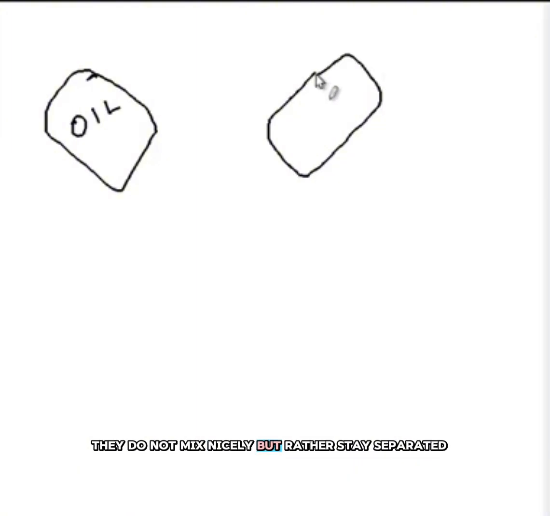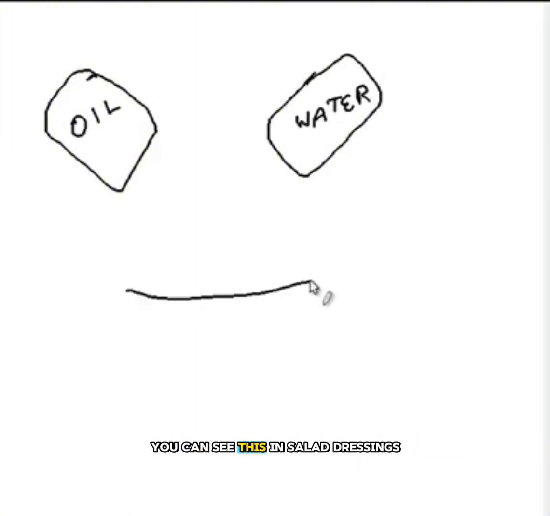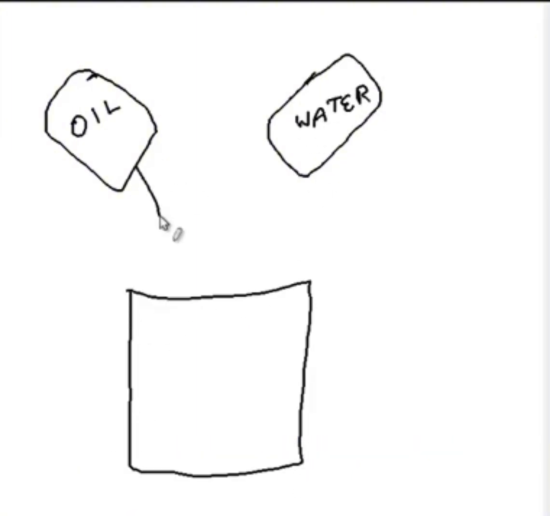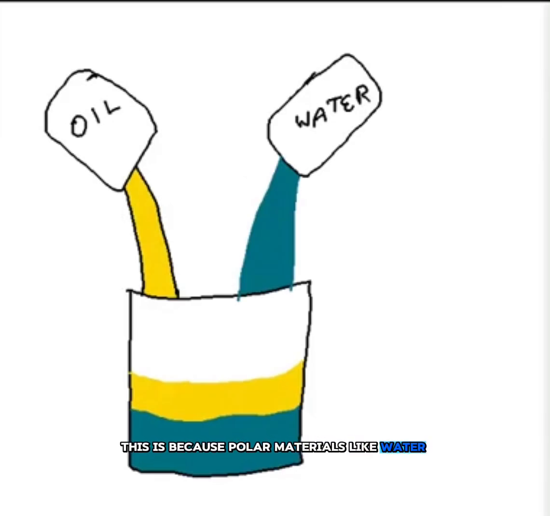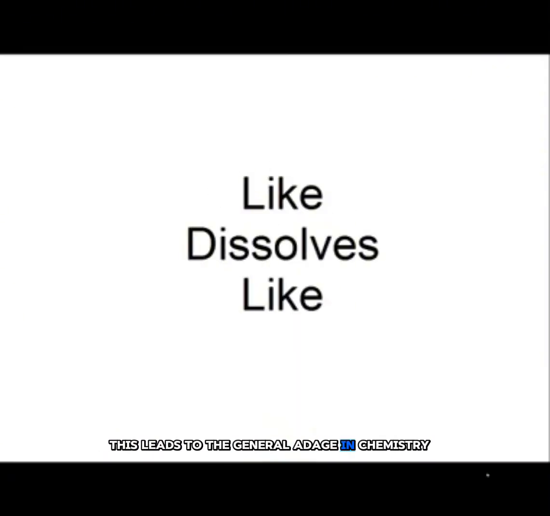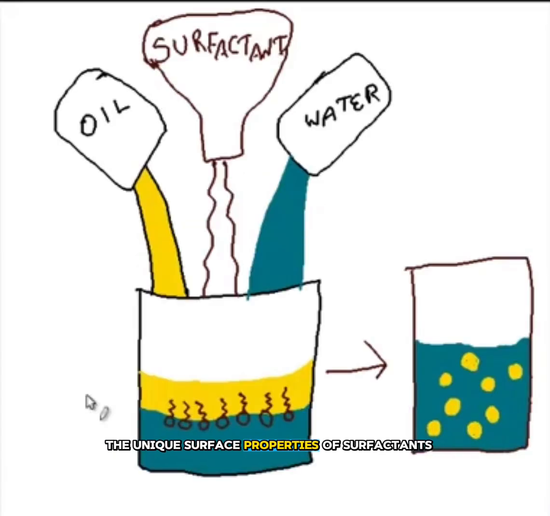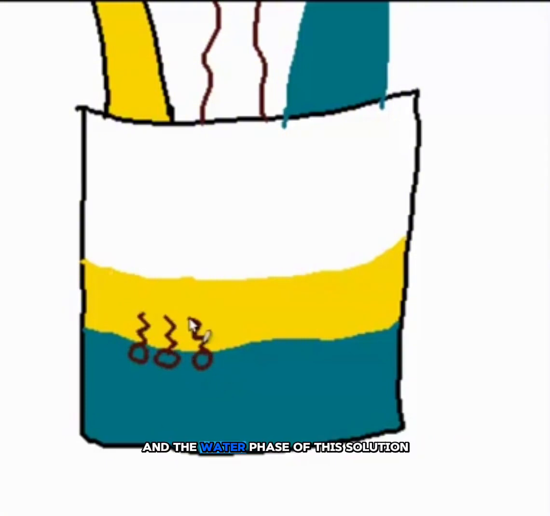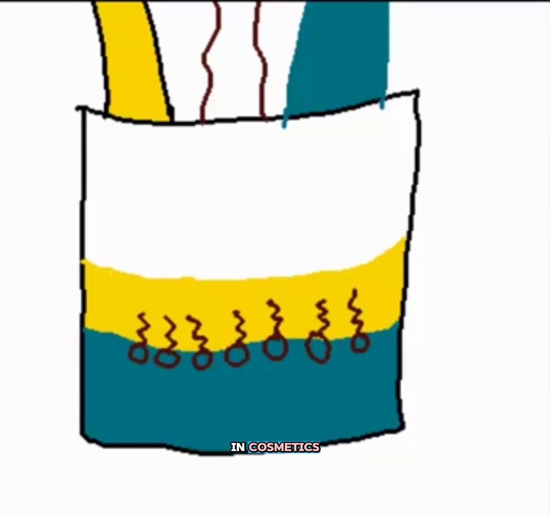Normally, when oil and water are put together, they do not mix nicely, but rather stay separated. You can see this in salad dressings. This is because polar materials like water are more compatible with other polar materials, while non-polar materials such as oil are more compatible with non-polar materials. This leads to the general adage in chemistry, like dissolves like. The unique surface properties of surfactants mean they can be compatible with both the oil phase and the water phase of this solution. This leads to a number of useful applications in cosmetics.